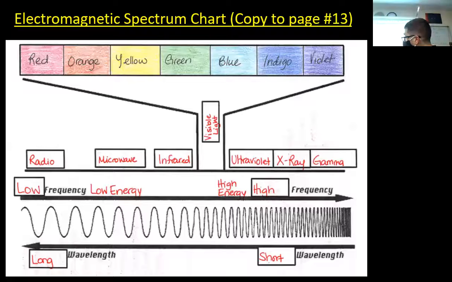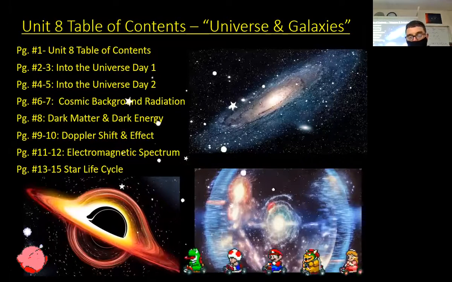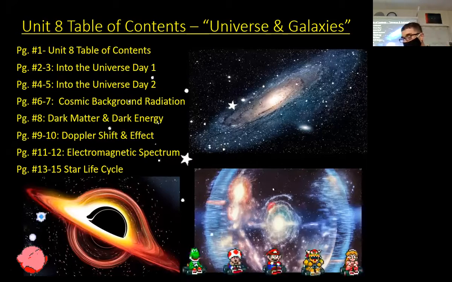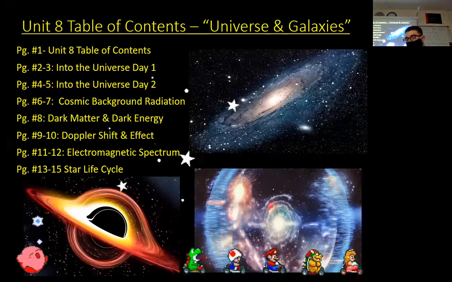Okay, let's move on then to, again, just reemphasizing this. We've got to know this chart for tomorrow. This is super important. Got to know the colors ROY G. BIV, or know this chart for the test next week. And we got to know the different types of waves: radio, microwave, infrared, visible light, ultraviolet, X-ray, and gamma ray. Go ahead and update your table of contents if you need to. 13 through 15 are going to be star life cycle.